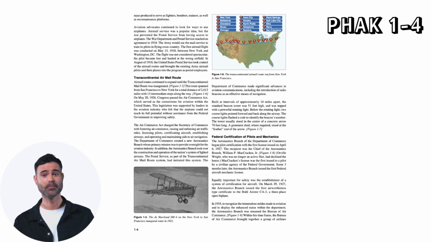Built at intervals of approximately 10 miles apart, the standard beacon tower was 51 feet high and was topped with a powerful rotating light. Below the rotating light, two course lights pointed forward and back along the airway. The course lights flashed a code to identify the beacon's number. The tower usually stood in the center of a concrete arrow 70 feet long. A generator shed, where required, stood at the feather end of the arrow.